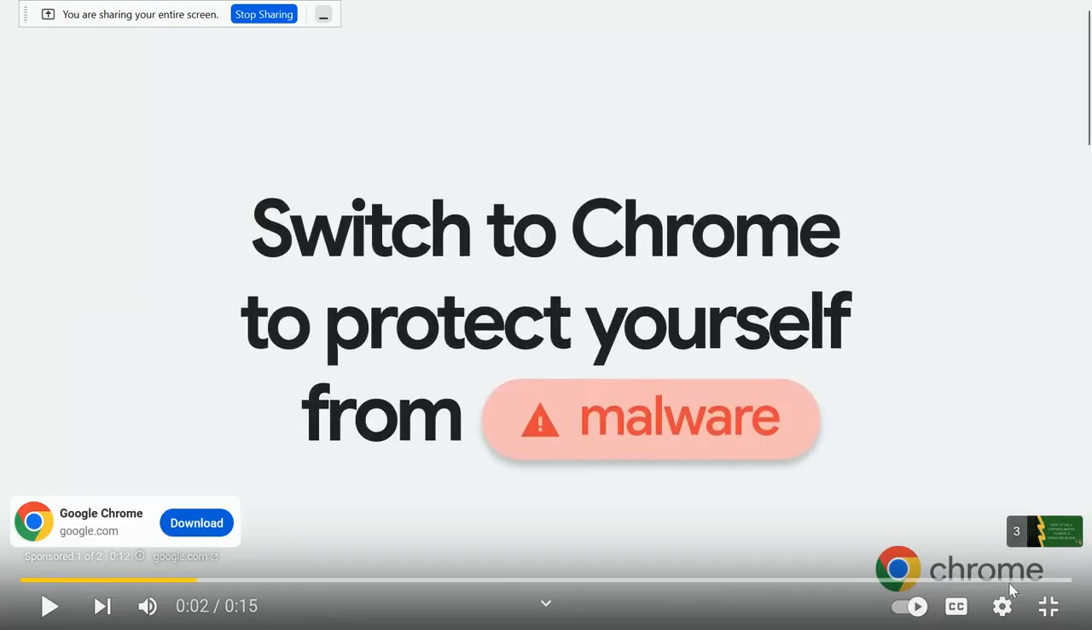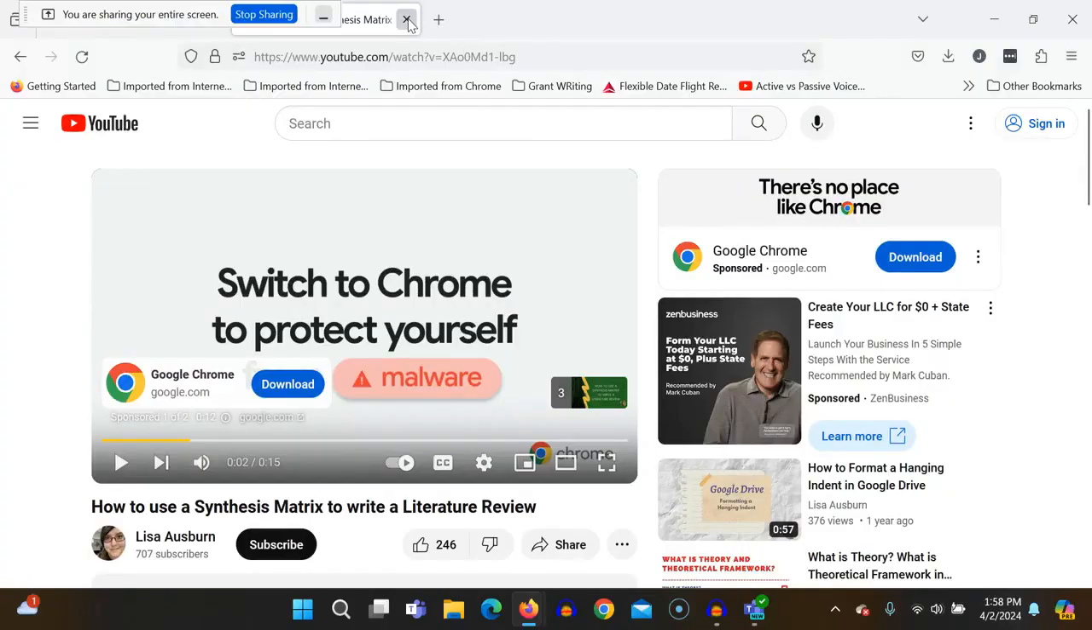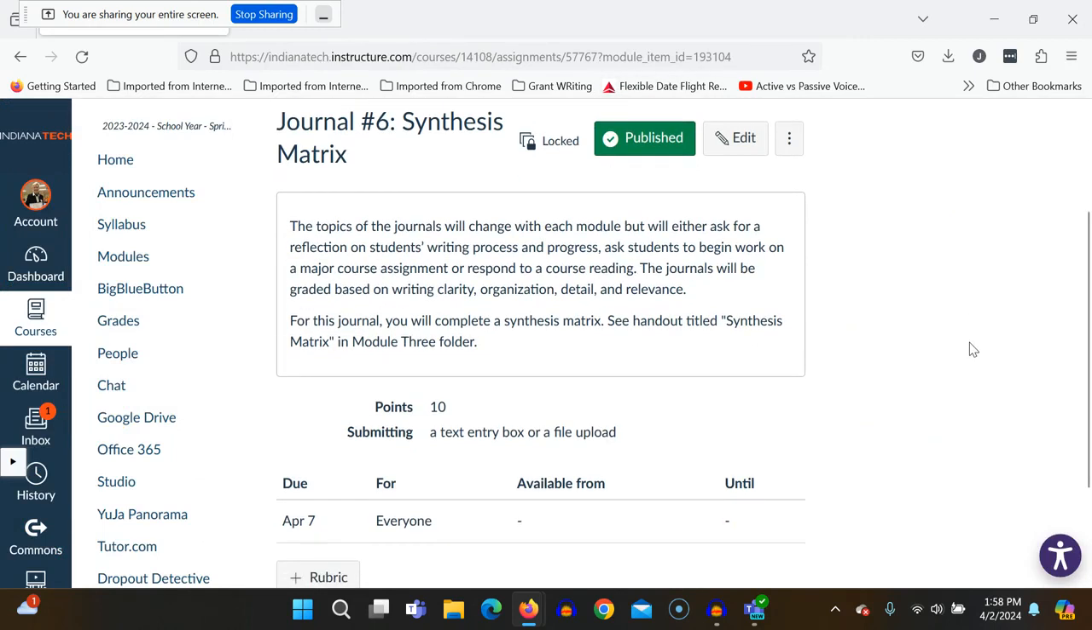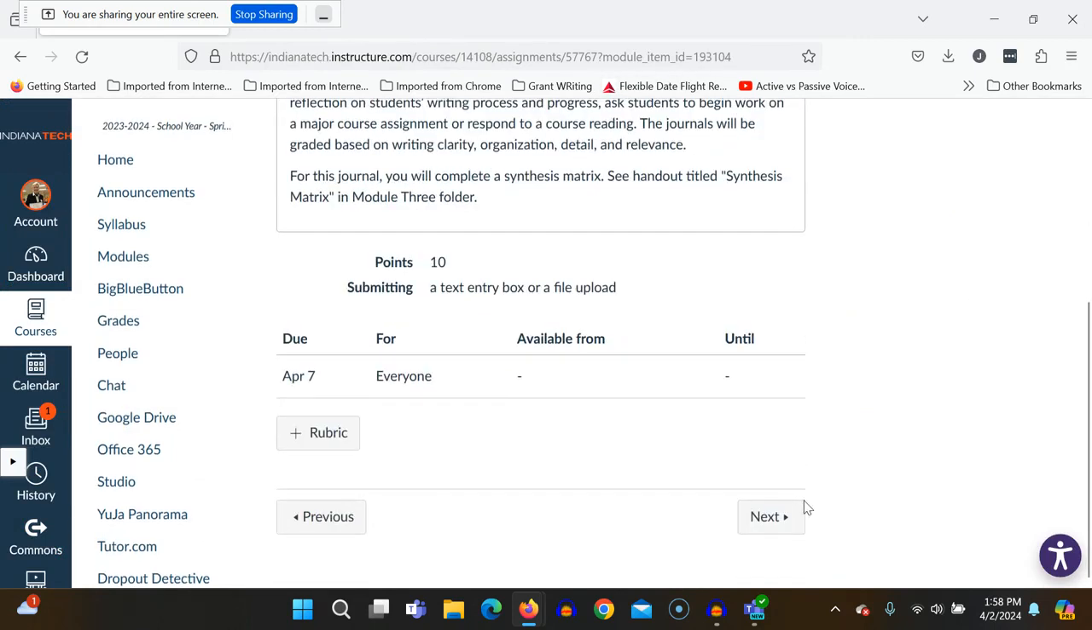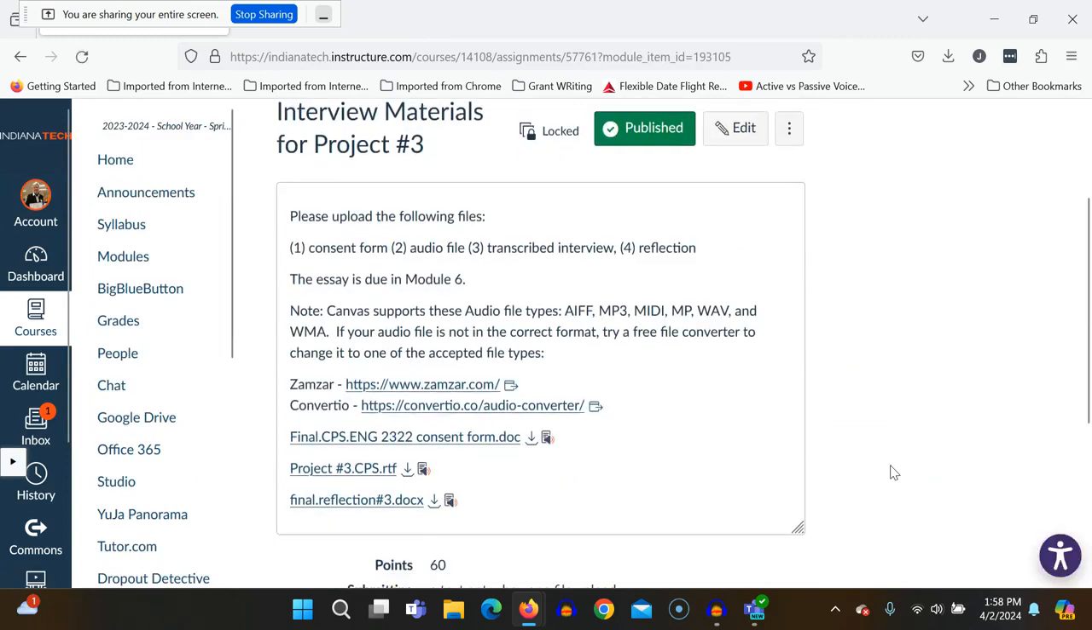Okay, and that I think gives you a pretty good idea of what you might be able to do with the synthesis matrix that may not be just for this class, but also might be useful in your organization of your ideas in your business or your life or your family or anything else that you're trying to do, right? Okay, so it's a skill set that we're working with.